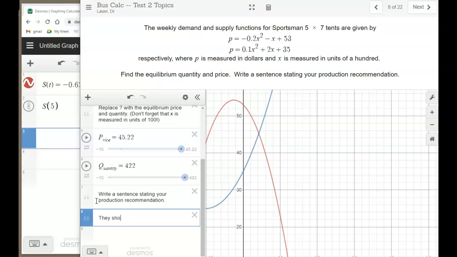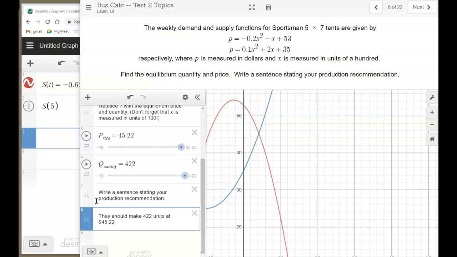They should make 422 units at $45.22 each. This will also be stated on extra paper for the test.